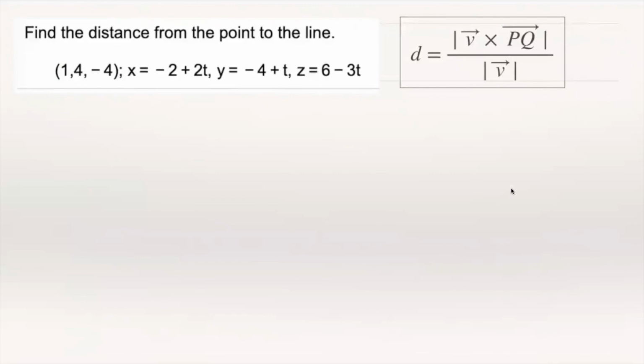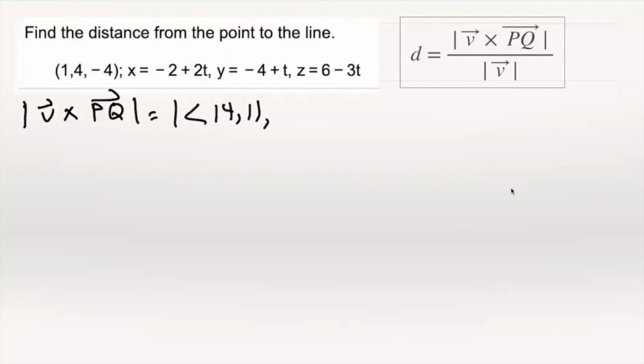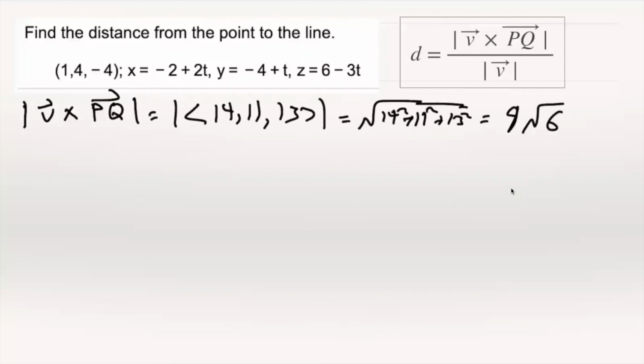Okay, so what we want is not the cross product itself, but its magnitude. Okay, so we want the magnitude of 14, 11, 13, which is the square root of the sum of the squares of those guys, which is 9 root 6. I'll skip some arithmetic steps there. We can all do arithmetic. You have a factor of 9 squared under the square root, and you can pull it out.